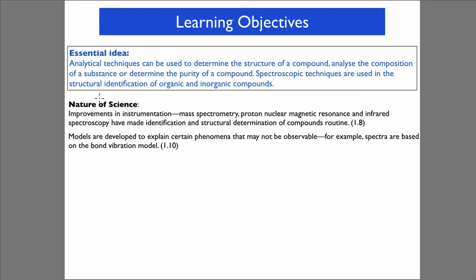The essential idea is that analytical techniques can be used to determine the structure of a compound, analyze the composition of a substance, or determine the purity of a compound. Spectroscopic techniques are used in the structural identification of organic and inorganic compounds.